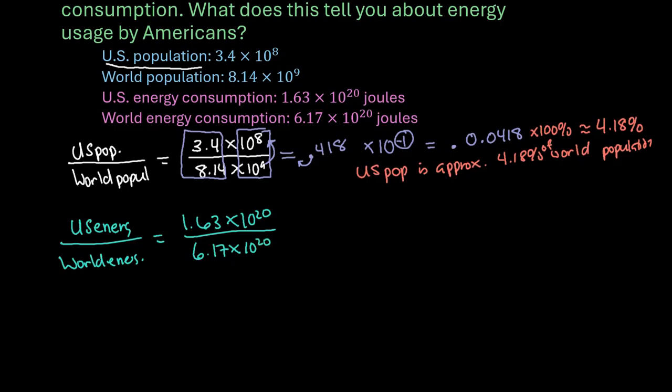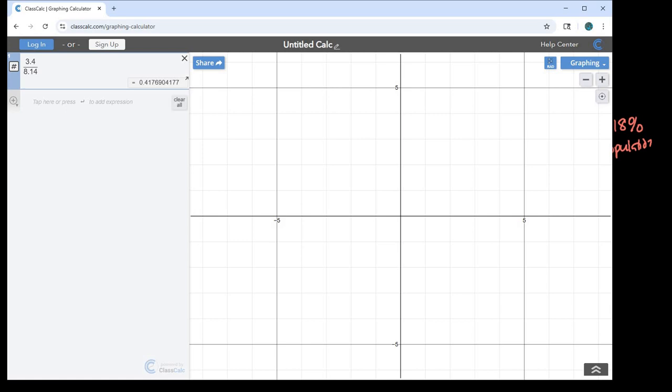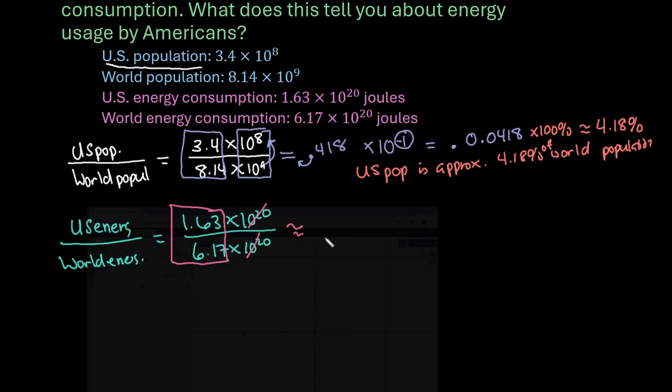And since these end up being the same exponent, they end up canceling each other out. It's 10 to the 0, which is just the same thing as 1. So all we really have to do is put the 1.63 divided by 6.17 into our calculator. Again, you can use any calculator you want. I just am happening to use ClassCalc, which is a free online graphing calculator that's very useful. And so we end up with 0.264 if I round it to 3 decimal places.